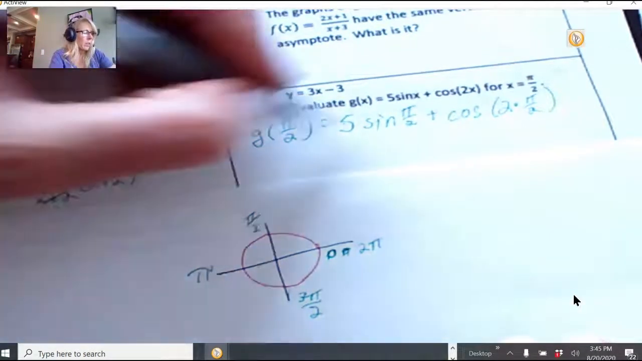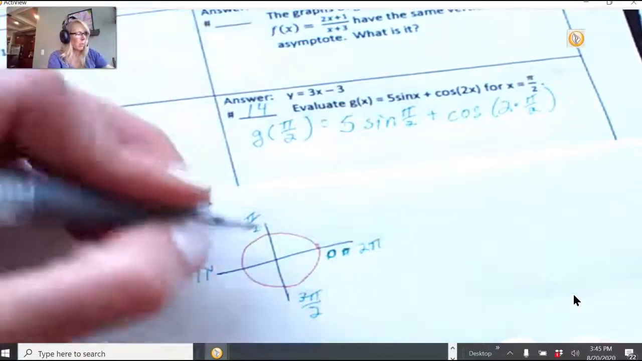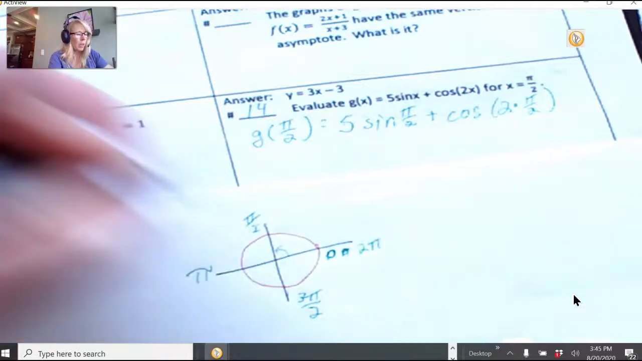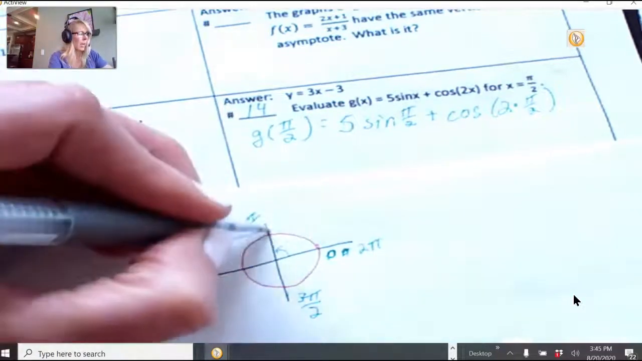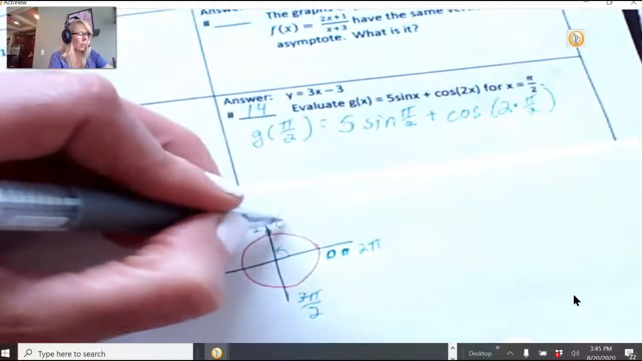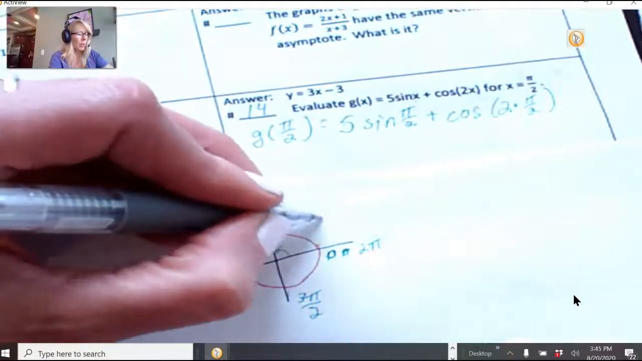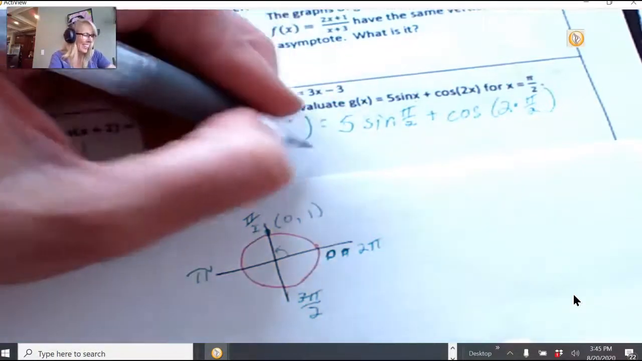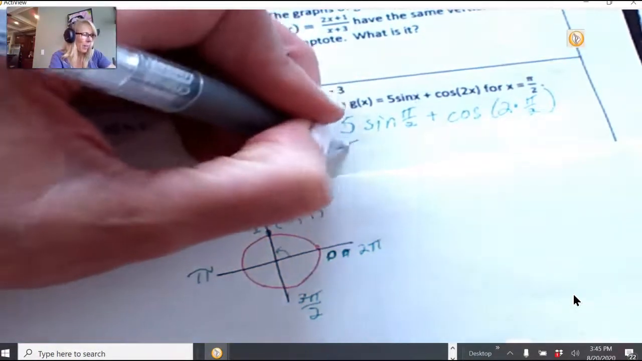All right, so sine of pi over 2, well, here's the angle pi over 2. I think that would definitely represent the angle pi over 2. That y value, we know the x value is 0, the y value for a unit circle is 1. So the sine of pi over 2 is 1. So that means we've got 5 times 1.